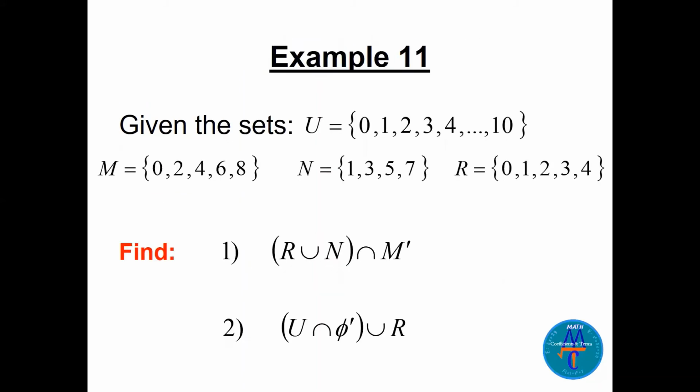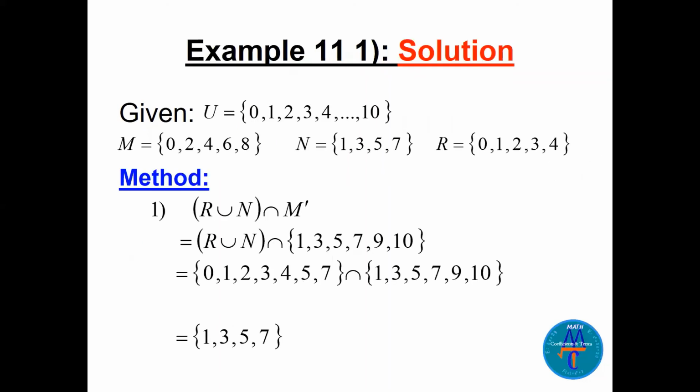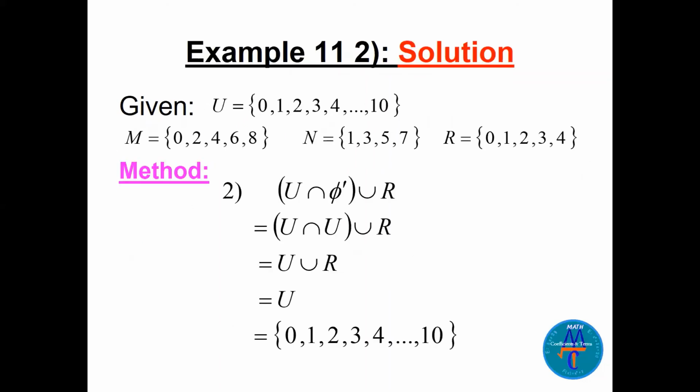Now, I'll give you another minute, maybe. You can try this little tricky question. U intersection phi prime, all union R, the set R here: 0, 1, 2, 3, 4. What do you think the answer is here? Try it, and then we can check the complete solution. This one here, second part. The answer is U. Did you get that one?